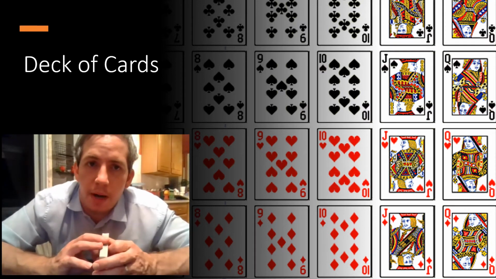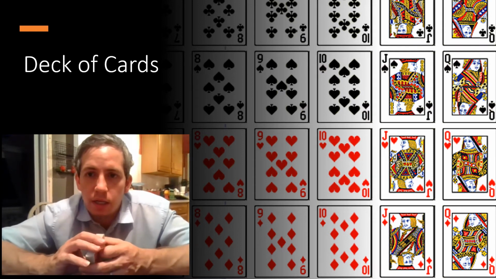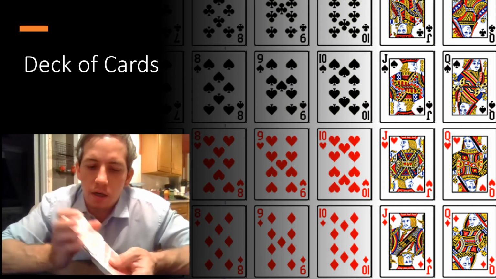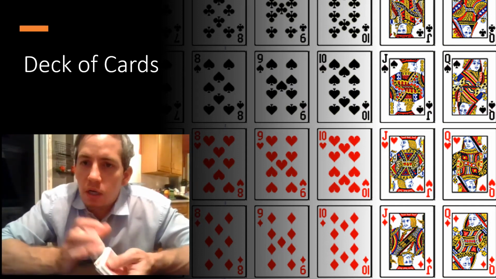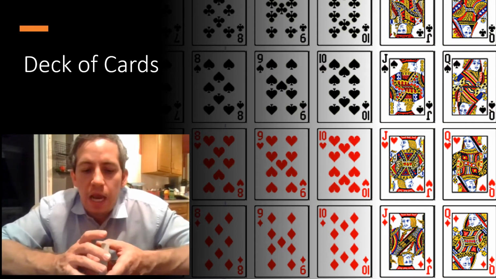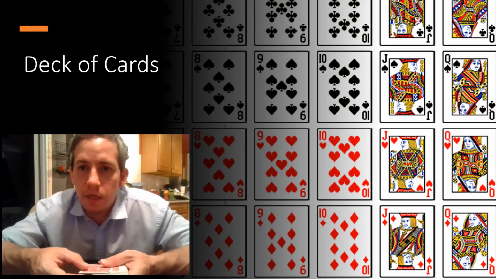So when I'm talking about probability in a deck of cards, I could say something like, what is the probability that I get a heart? Well, if I draw a random card, what's the probability that I get a heart? So the outcomes in this sample space would be each individual card, and there are 13 hearts, so the probability that I get a heart at random is 13 out of 52, or 1 out of 4.